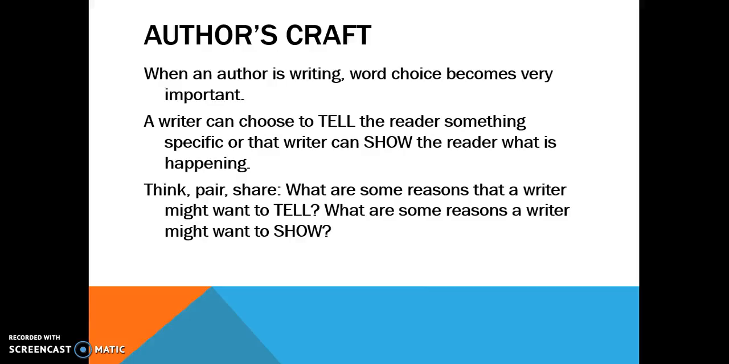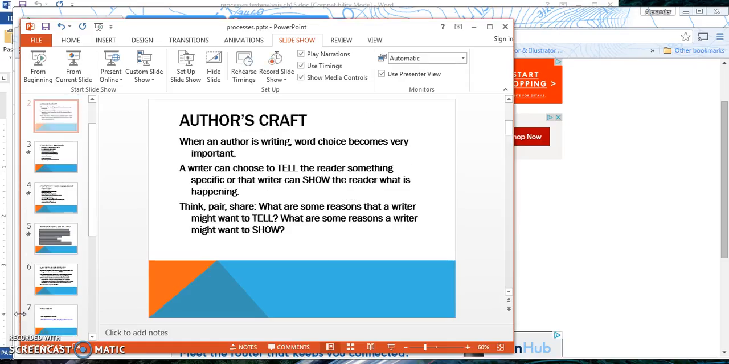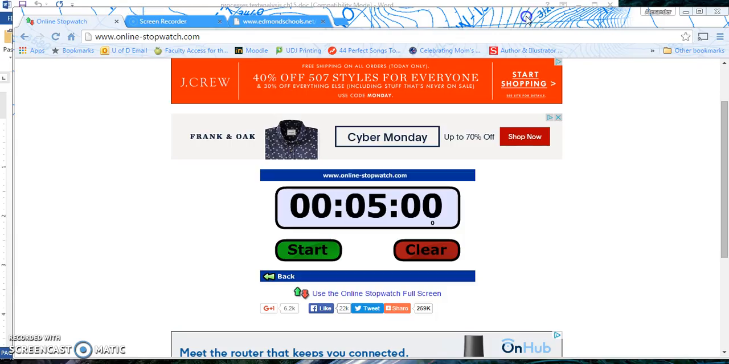When he or she wants to tell the reader something, or when he or she wants to show the reader something. I'm going to give you guys 5 minutes. What I want you to do is to come up with some reasons that a writer might want to tell, and what are some reasons that a writer might want to show. So what are some reasons an author would just tell you the information? And what are some reasons the author would show it to you? So get into your groups with just the people around you.